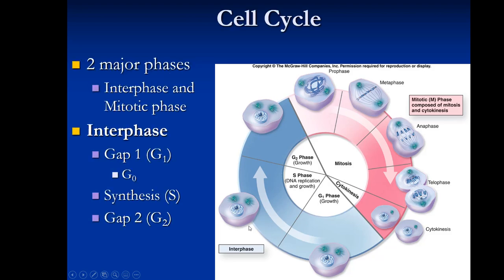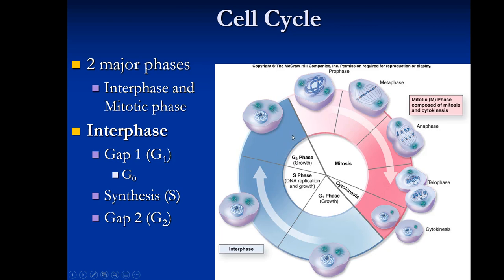So if we look at the cell cycle, there's two major phases going on. So from here to here is called interphase. And you can see that takes up like a little bit more than half of the time. And the rest of this is called the mitotic phase, which consists of something called mitosis and cytokinesis.